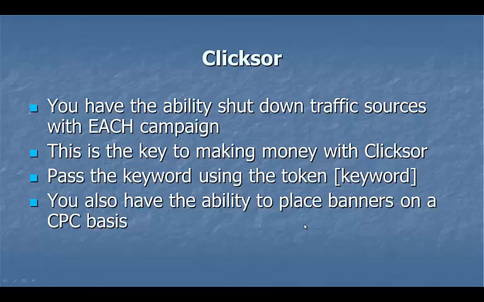The key to making money with Clixer, as I told you, is obviously blocking the poor performing partners, but you also want to pass the keyword that you are bidding on by using the keyword token that I present here. So the two tokens you're going to be passing are the partner token, which is MSID, and the keyword token, which is simply the word keyword. By knowing which keywords and which partner sources are not giving you good traffic, you can easily block them in Clixer and optimize the traffic that way.